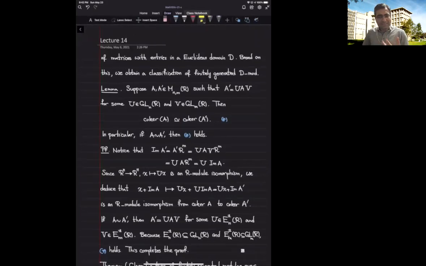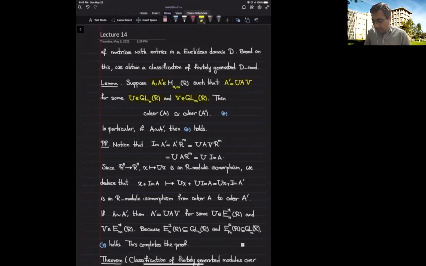But in order to do so, I need to understand the connection between the co-kernel of a matrix A and the co-kernel of another matrix A prime, assuming that I can get from A to A prime using row and column reduction operations. So let's make it even a bit more general. Assume that I give you two rectangular matrices of the same size, and suppose that A prime is A multiplied by invertible matrices from both sides. So here I'm allowing U and V to be any invertible matrix. I'm not asking them to be inside E sub n plus minus R. I'm allowing a bit more operations. I'm allowing multiplication by every invertible matrix from left or right.